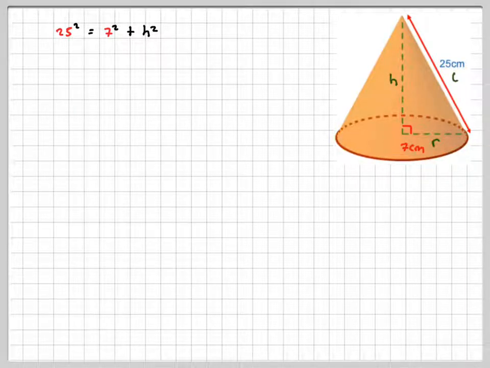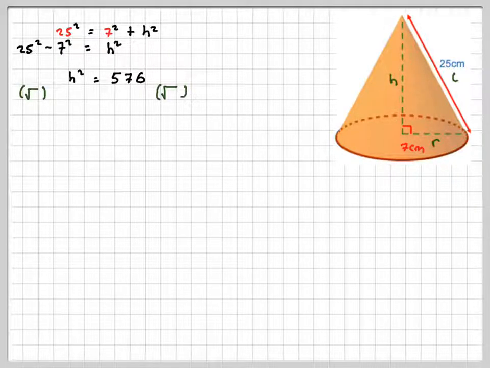So doing a subtraction, we do 25 squared minus 7 squared, which is equal to 576. That will give that H squared is 576. And therefore, in order to find H, we need to take the square root of both sides. We get that H is 24 centimeters.